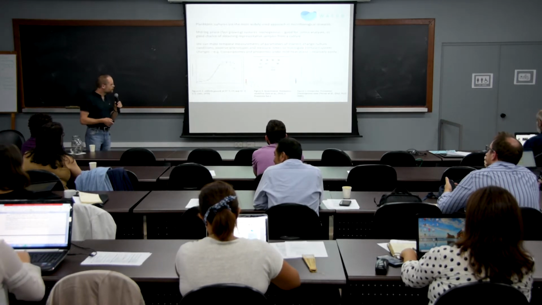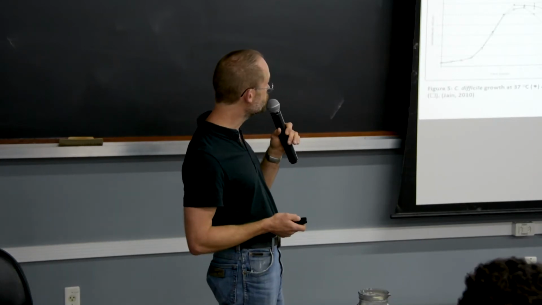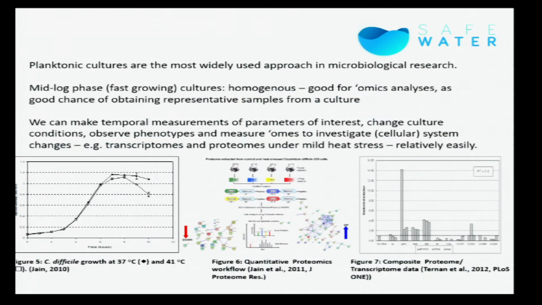So if we take this again to a further extent, planktonic cultures are really the most widely used approach in microbiological research. They're simple and they're easy. You can do a lot of different experiments different ways. It's good fun to see how bacteria react to different conditions. We tend to collect cells maybe in mid-log phase because they're fast growing. It's a homogeneous culture. All the cells are at the same physiological state of being. And that means that if we take a sample we're getting a representative sample of what's going on.